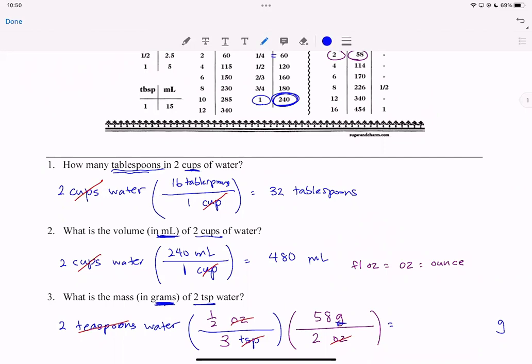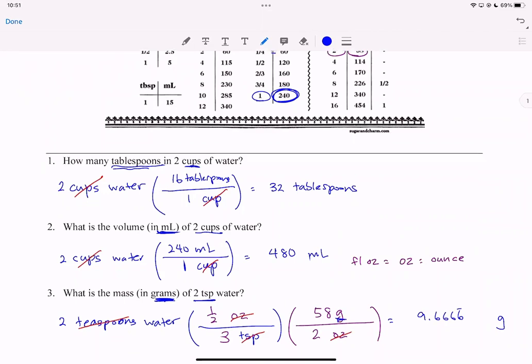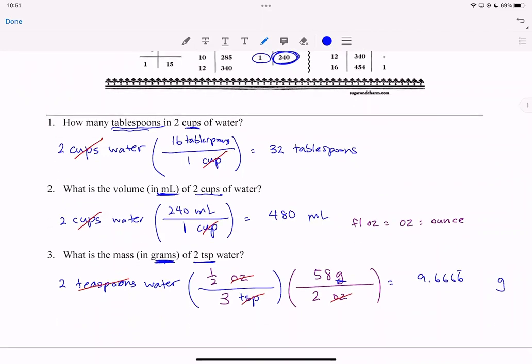And so this is going to be multiplying across. Multiplying across is going to be 2 times 1/2 divided by 3 divided by 2. So I get 9.6666 and so on. And so this I'm going to round because the original number, 2 teaspoons, has 1 sig fig. Remember that. Anytime you go to a calculator, you want to make sure you round to the correct sig figs. And so this to have 1 sig fig, I'm going to round up to 10 grams.